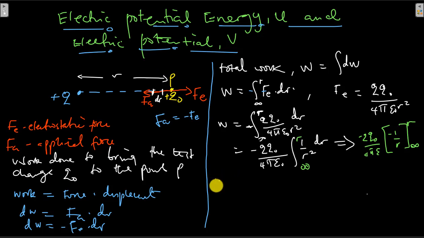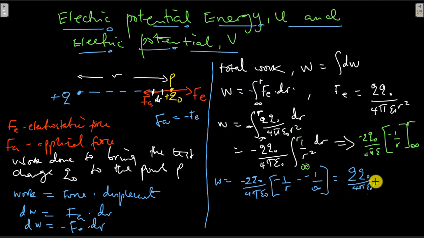So our work done is going to be negative Q naught over 4 pi epsilon naught. Let's substitute in the upper limit. It's going to be negative 1 over r, minus negative 1 over infinity. We know that 1 over infinity is actually 0. So we have negative 1 over r times this negative here. So we'll have Q naught divided by 4 pi epsilon naught r.